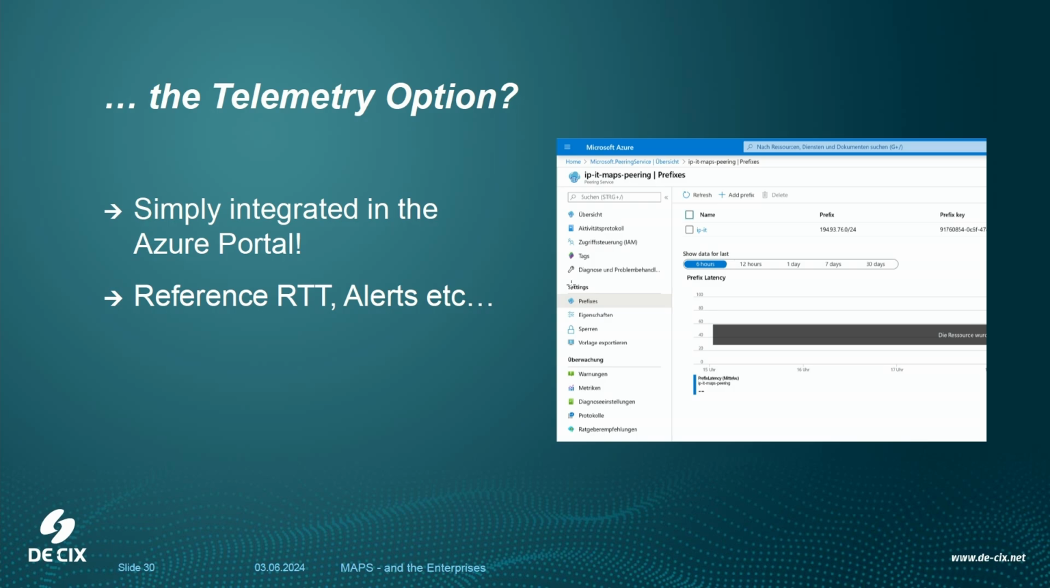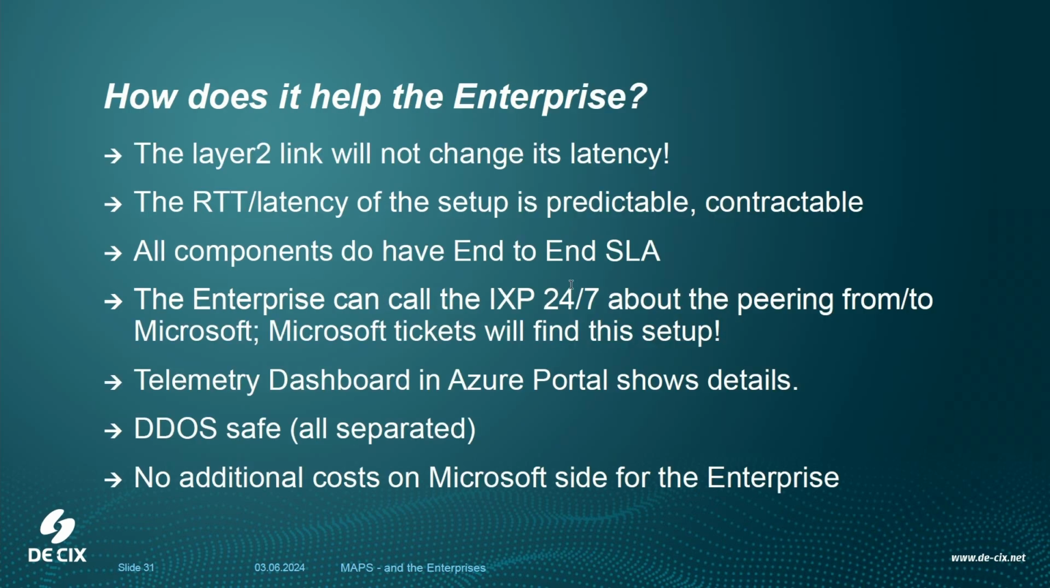And also here you can open the ticket directly, and this is the difference to a standard peering. Here Microsoft will know who you are. You can open a ticket and they will find it and they will work on that.